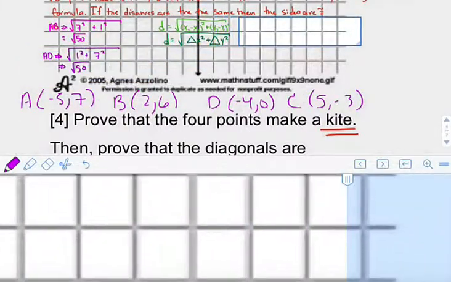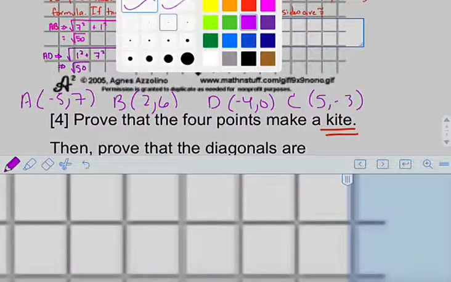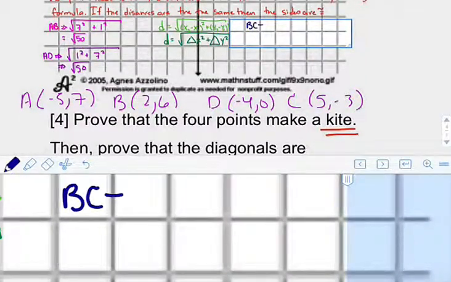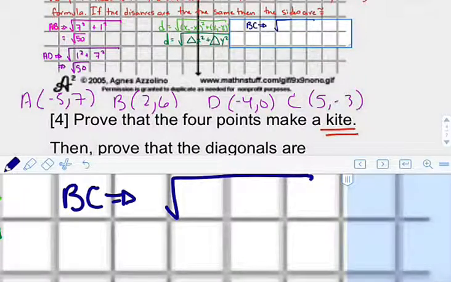Let's go ahead and switch over and find BC and DC. So let's go find BC. Okay, so going from B to C, it goes from 2 to 5, which is just 3 squared. And then 6 to negative 3, which is 9 squared.